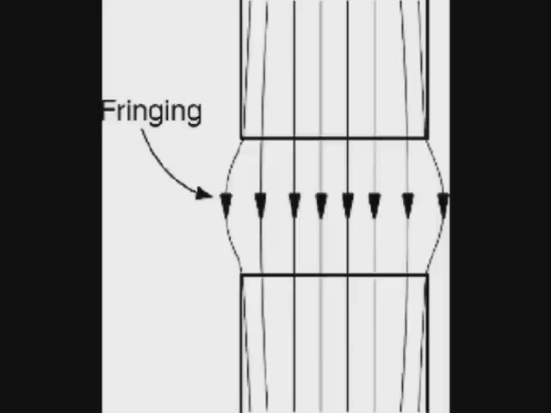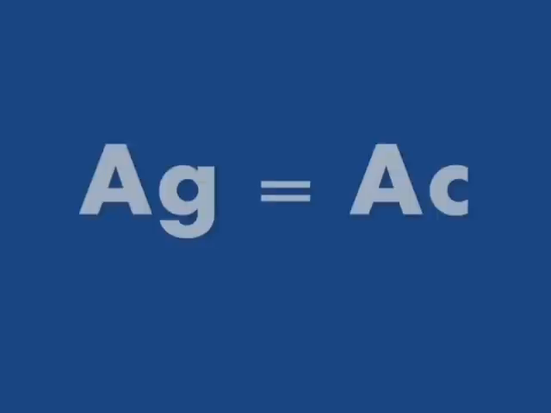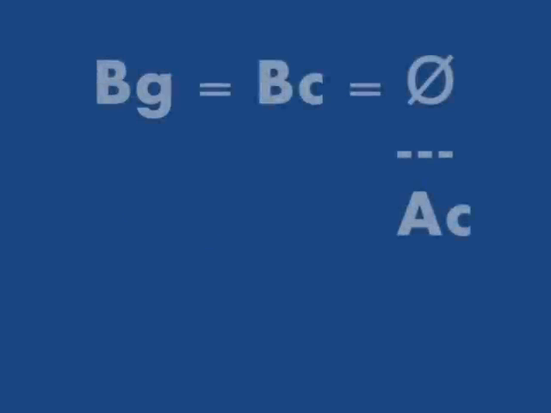In the air gap there will be jumping flux, which is called the fringing flux. If we neglect the fringing flux, the cross-sectional areas of the core and the air gap will be equal, which results in equal flux density between the air gap and the core, which equals flux over Ac.